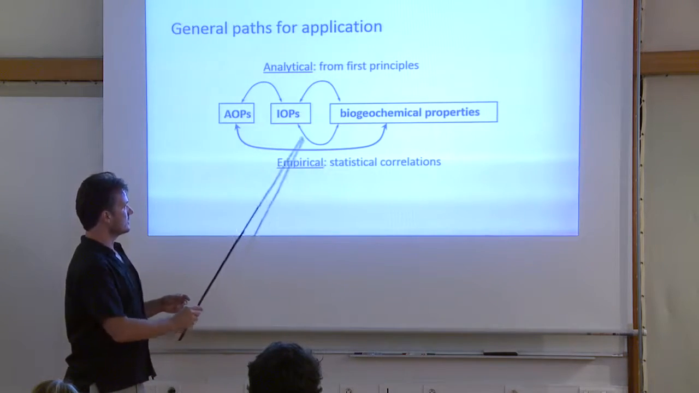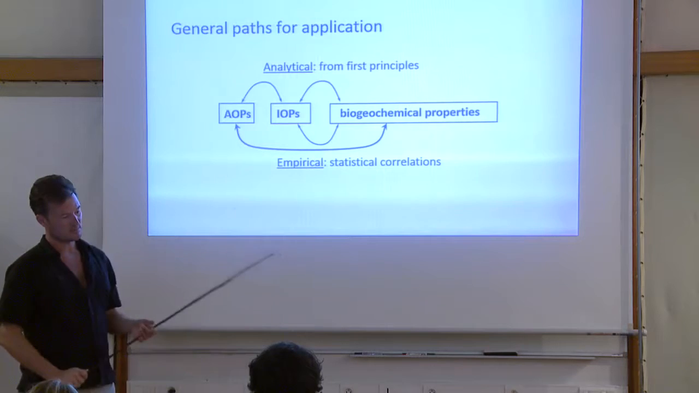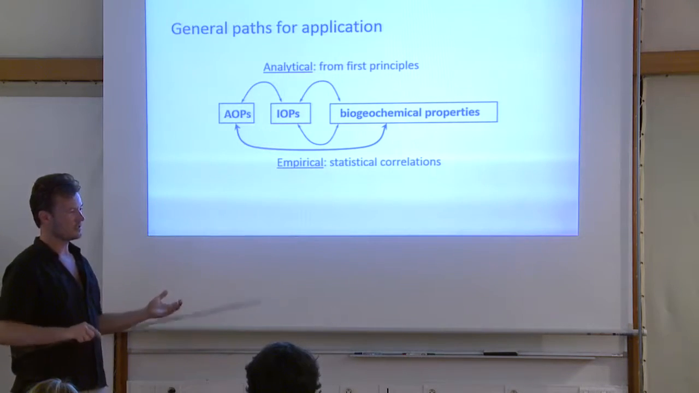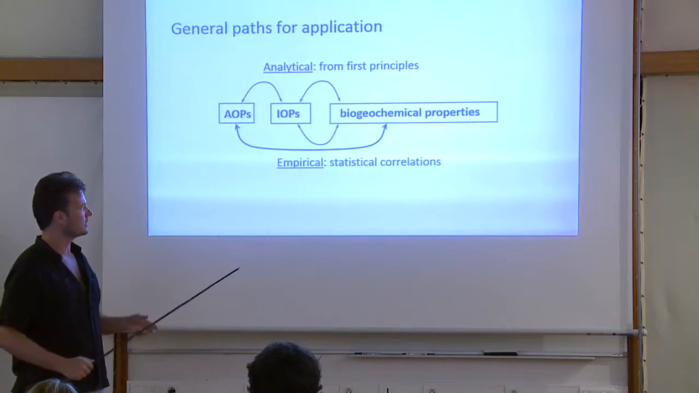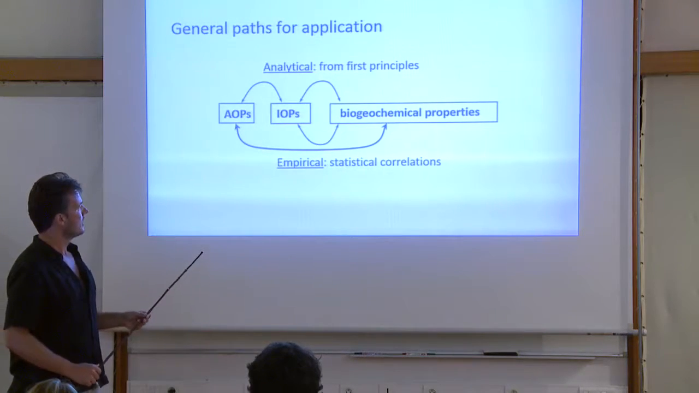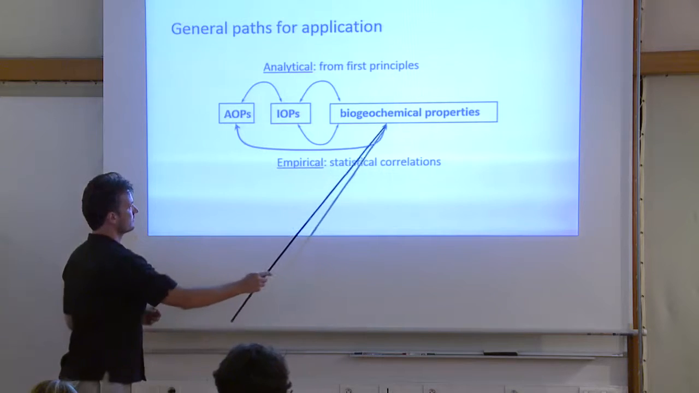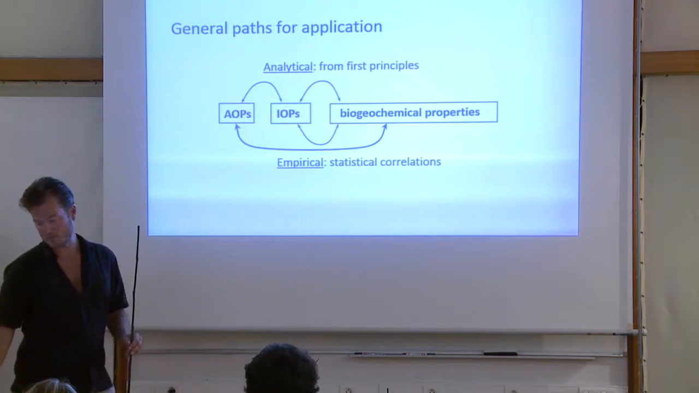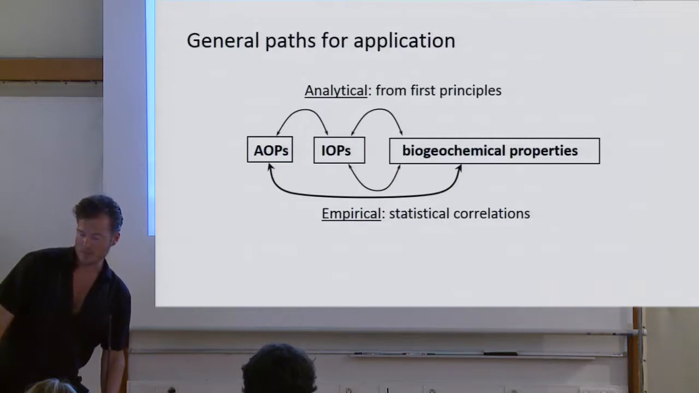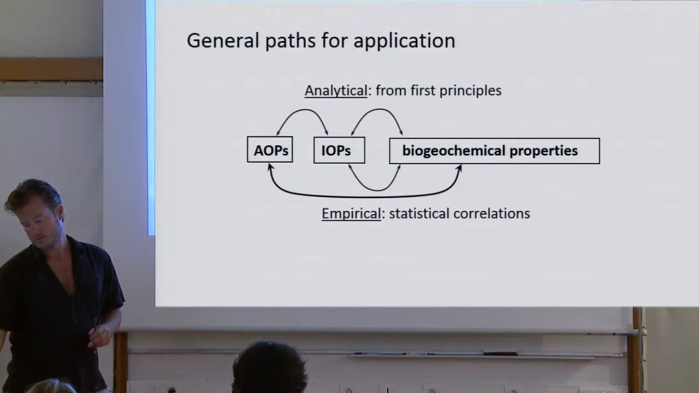Or you can do it empirically, so just saying I measured my C and I'm measuring particle concentration, you do that over, hopefully, a large dynamic range, and you come up with a relationship that you can then apply. But you can also do it empirically from reflectance, and a lot of algorithms have been developed for getting biogeochemical properties from ocean color empirically.